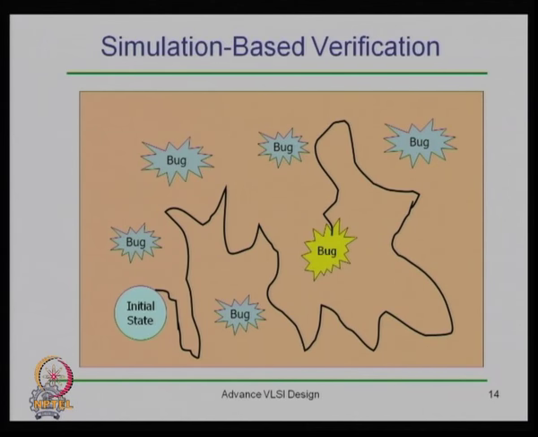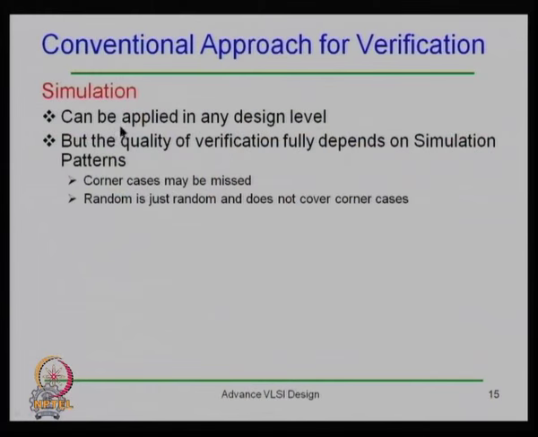So if you happen to hit a bug, you can say that there is a bug. Otherwise you just believe that there is no bug, but it doesn't give a guarantee, because you did not explore the entire space. Now there are a couple of good things about simulation based verification. One thing is this can be applied across the design level. That means at system level, at RT level, at gate level, at transistor level, at any level of abstraction you can apply this technique. But as I said, simulation based verification cannot simulate the entire design exhaustively.